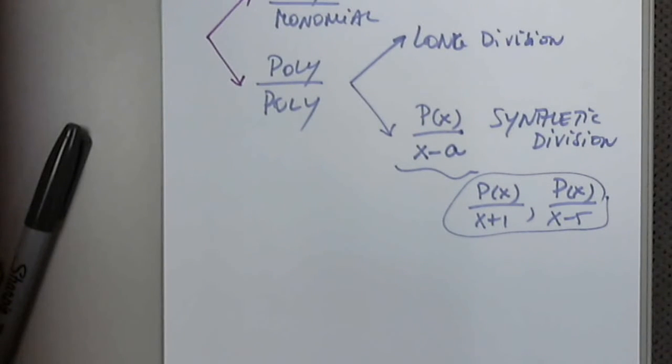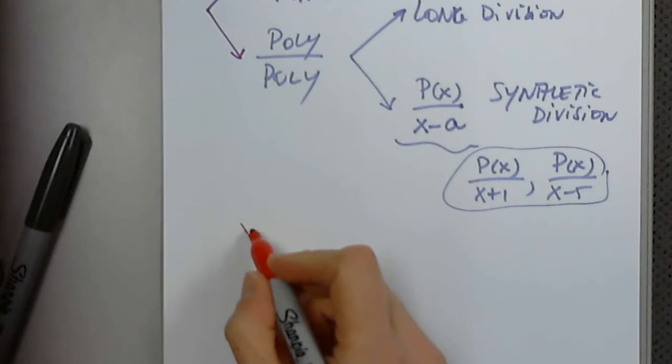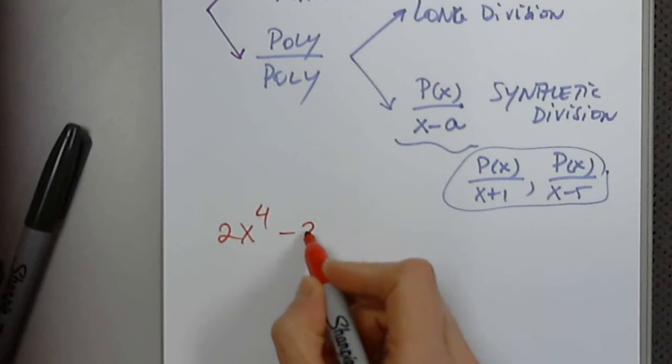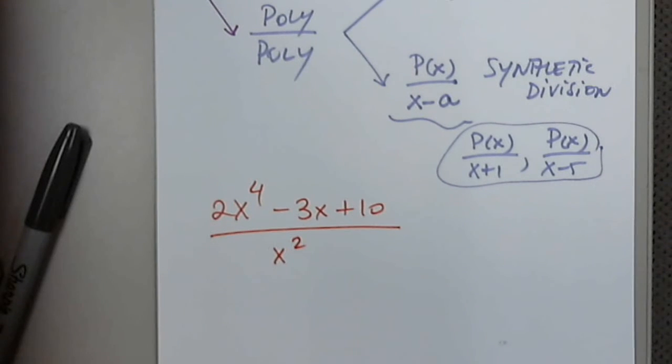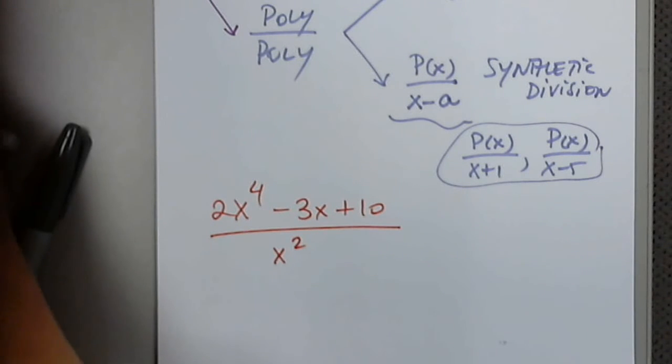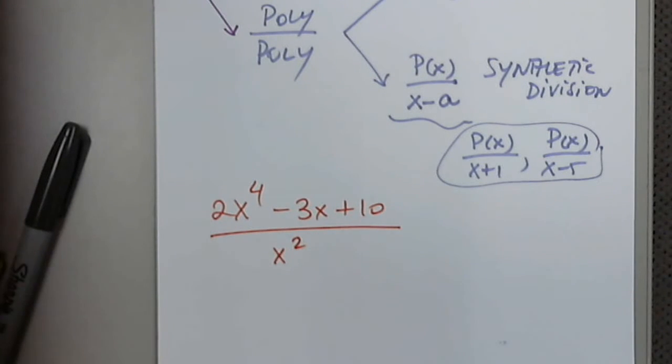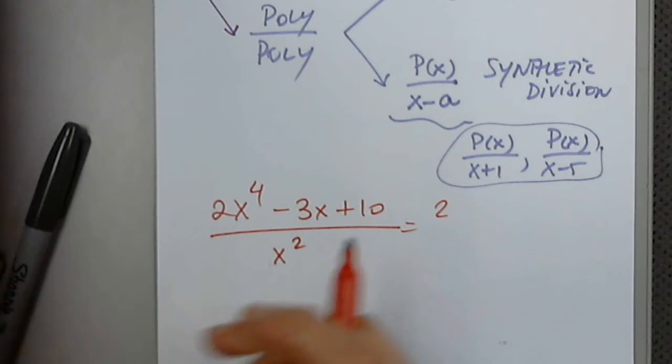So let's take a look. Let's say 2x to the fourth minus 3x plus 10 divided by x squared. Is the polynomial from the top in descending order? Yeah. Good, it is. Is the denominator just one term? One product, one monomial, correct? Good. The only thing we can do here is just split the fraction.